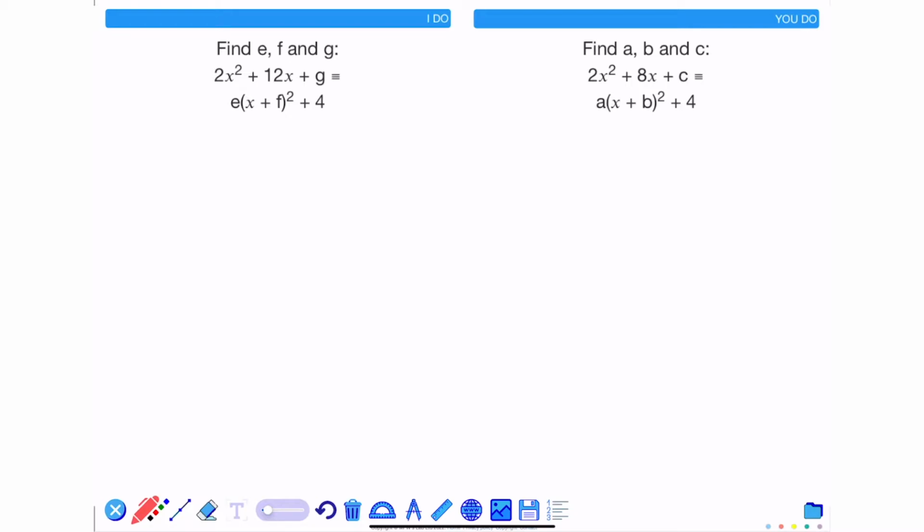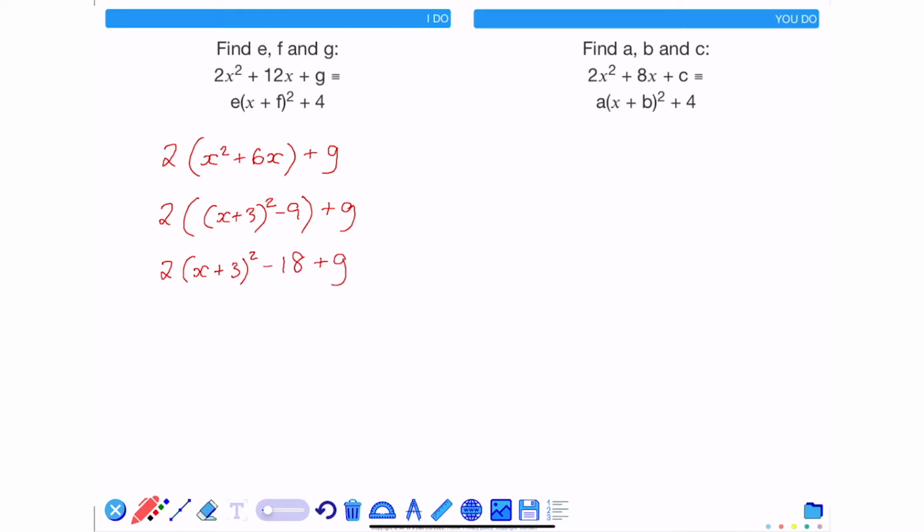Now, because x squared has a coefficient of 2, we're going to take 2 out as a common factor of 2x squared plus 12x. This will leave me two lots of x squared plus 6x, and then plus g on the left-hand side. Completing the square of x squared plus 6x will give x plus 3 all squared, take away 9. Multiplying out the 2 will give two lots of x plus 3 all squared, take away 18 plus g.